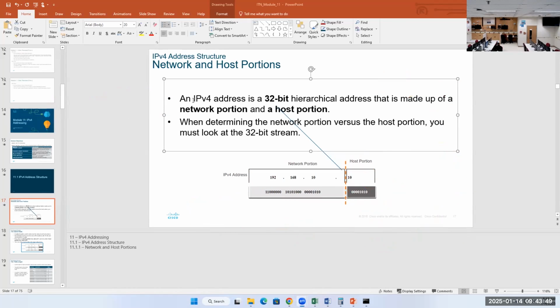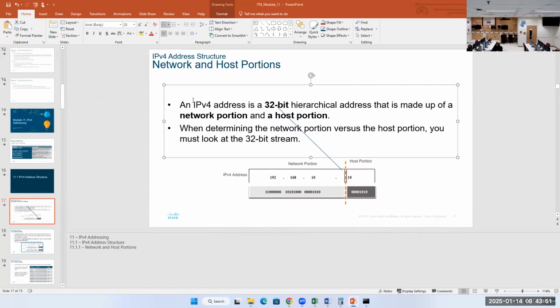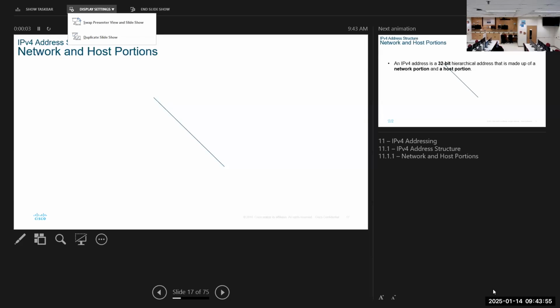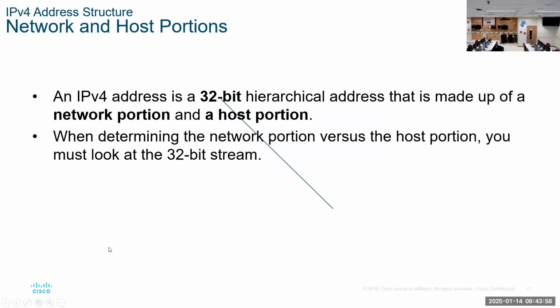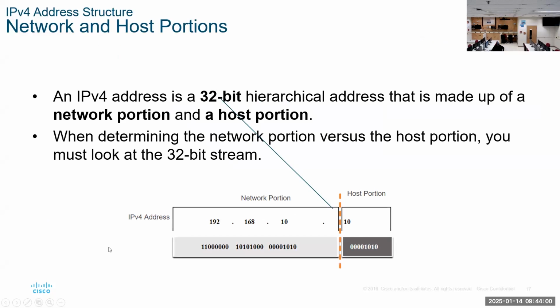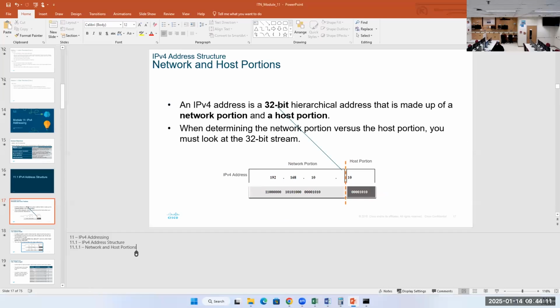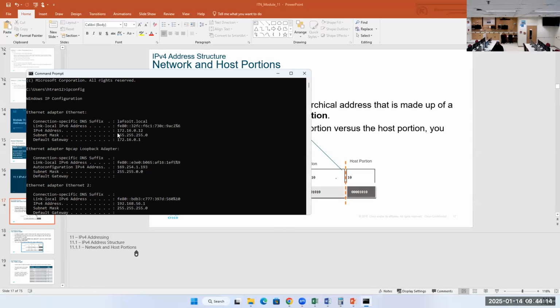Okay. Now, you might raise a question here. How can I know how many bits are the network portion, and how many bits are the host portion? If I just look at 192.168.10.10, the same with my computer here, or 172.16.0.12, I have no idea how many bits are the network portion and how many bits are the host portion.